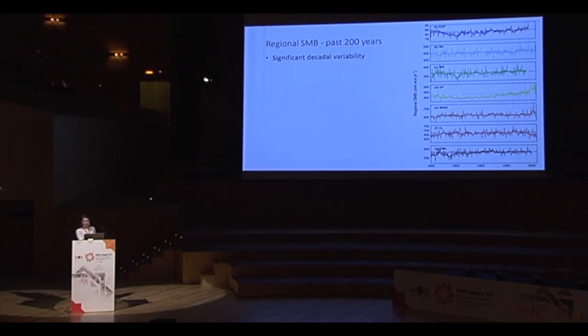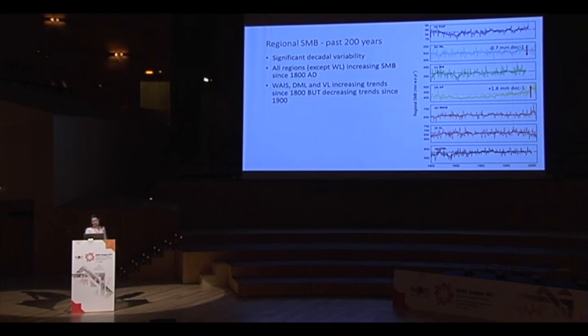Because we had such good agreement between the composite records and the surface mass balance from the RACMO model, we then converted our records into surface mass balance to give us some really meaningful numbers back through time. These are the records for each of the regions, plotted back to 1800. What you can see clearly is quite a lot of decadal variability. But all the regions, with the exception of the Wilkes Land region, show an increasing trend in surface mass balance since 1800. In some regions this is quite small, but in particular for the Antarctic Peninsula, this is an increase of 1.8 millimeters per decade.